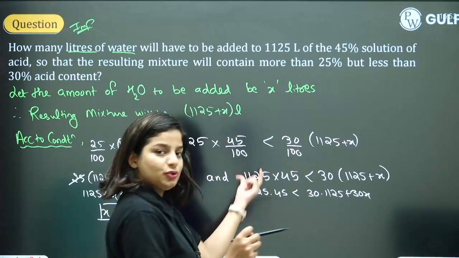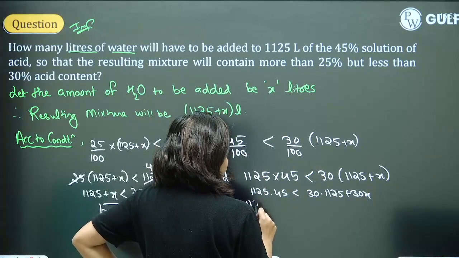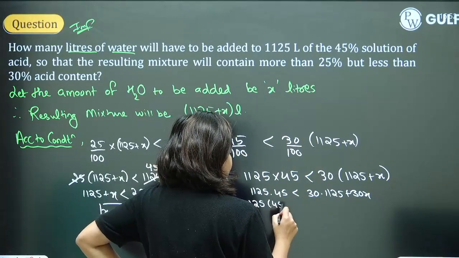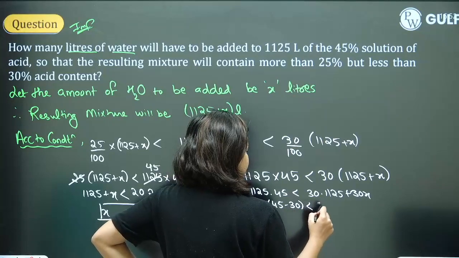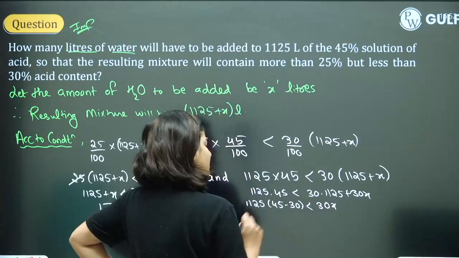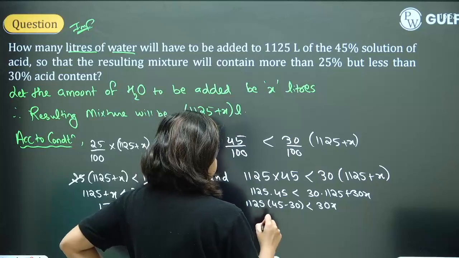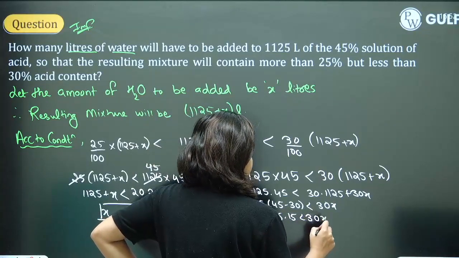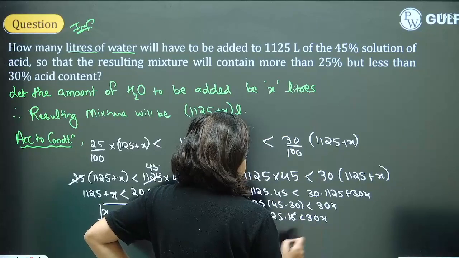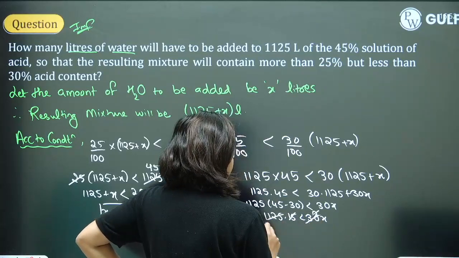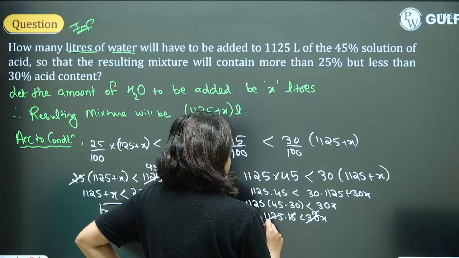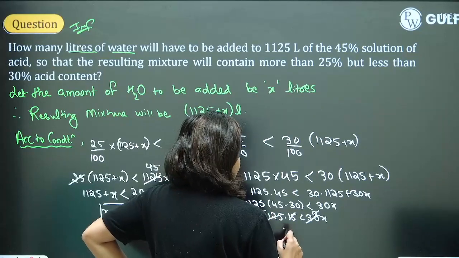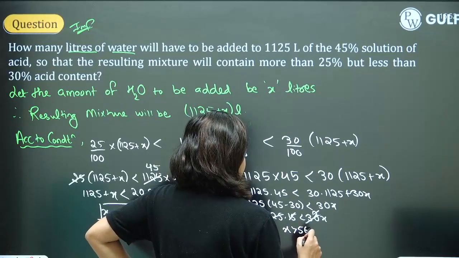If this comes on the left hand side, 1125 can be taken as common. 45 minus 30 is less than 30x. 45 minus 30 is 15. 1125 into 15 is less than 30x. 15 ones are 15, 2s are 30. 2 5s are 10. 2 6s are 12. Okay, so we get x is greater than 562.5.